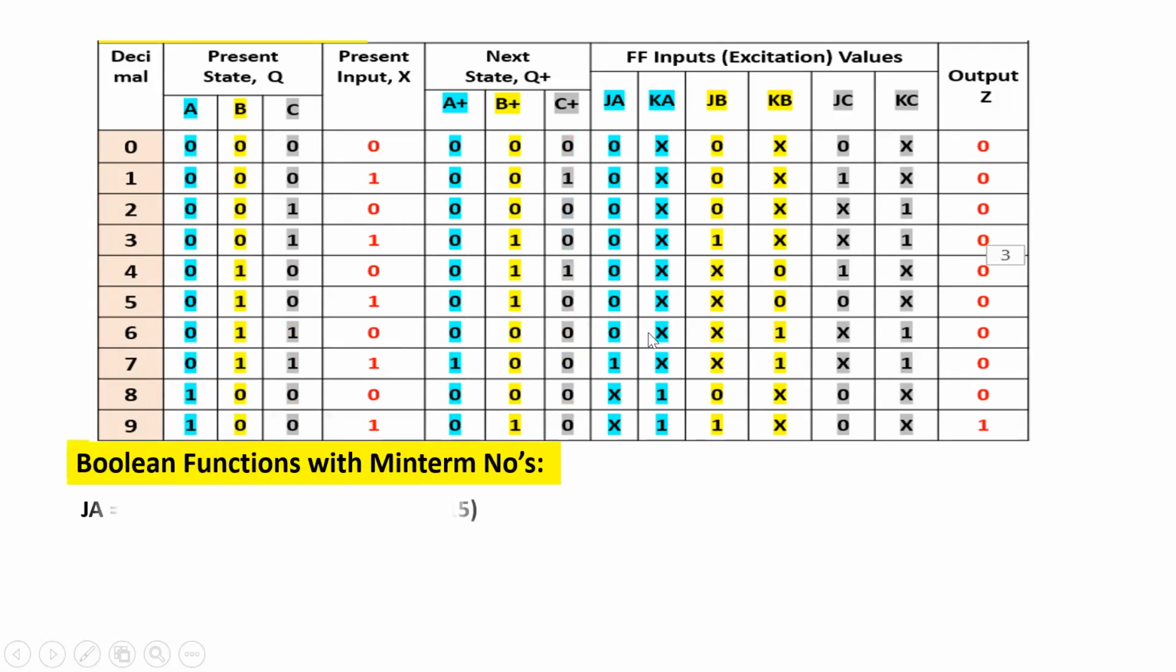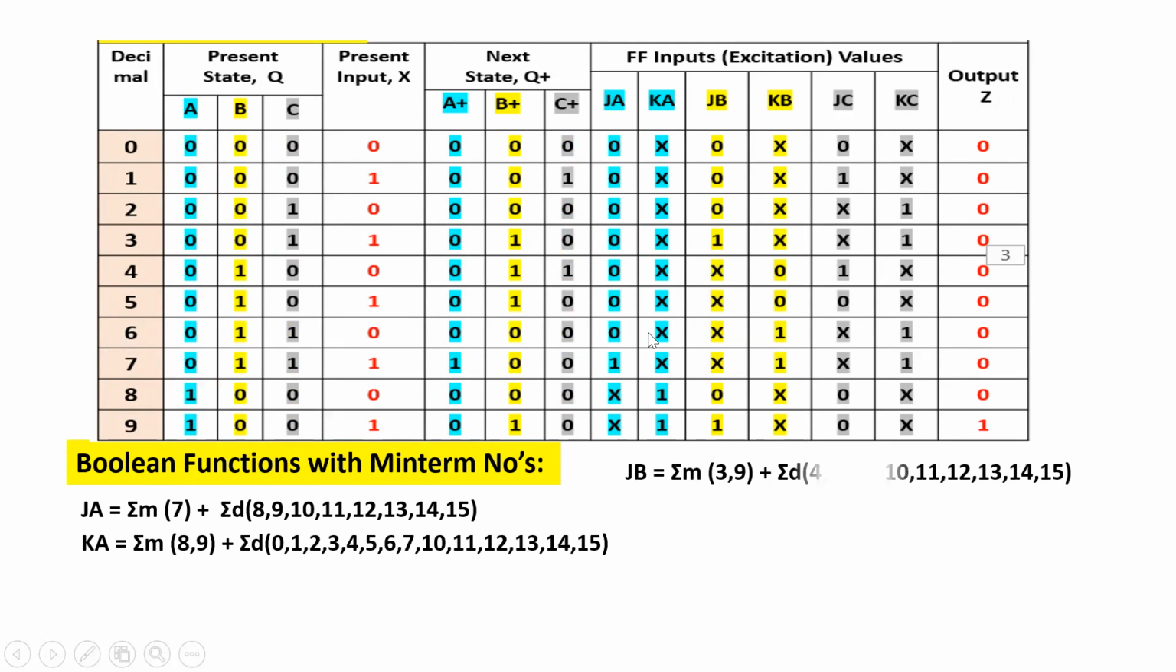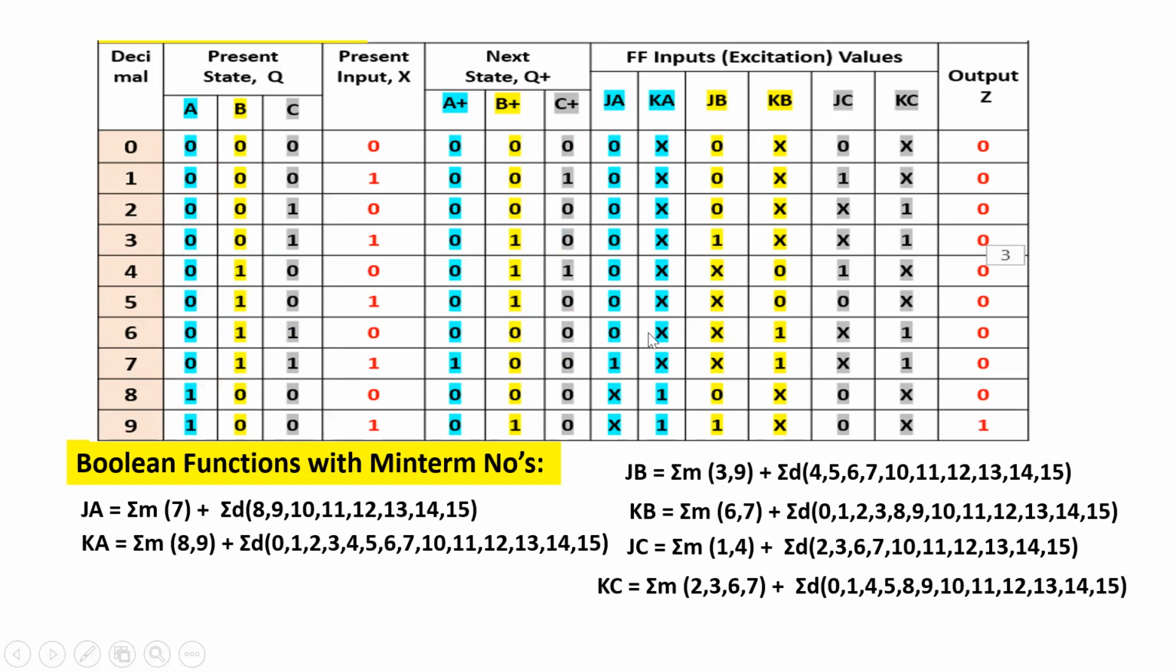Next, we should write the Boolean functions in terms of minterm values based on this state table. You can see here I have written all these Boolean functions in terms of minterms for the output variables of the state table. So for JA, we have 1, don't care, don't care. We should take the equivalent minterm numbers for ones and don't cares. For 1, its value is 7, so sigma m of 7. This is the minterm number. The remaining 2 are don't cares only. I am writing SOP forms.